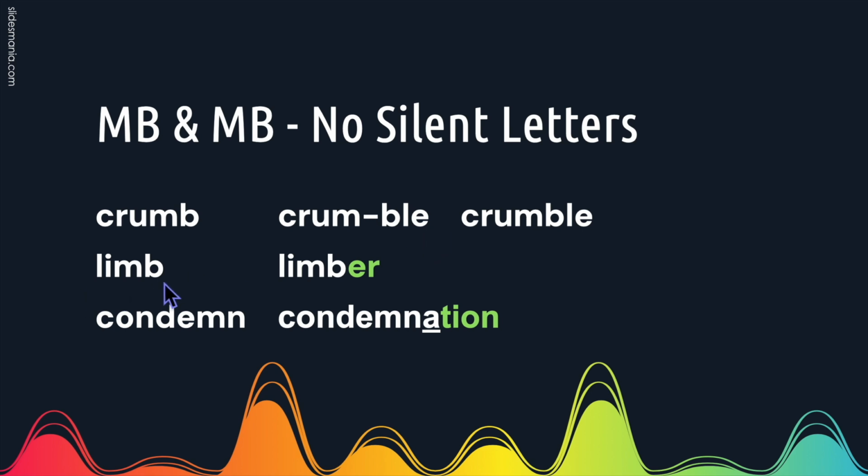Here we have limb with a silent B, but we add the suffix -er and it becomes limber. Here we have condemn with a silent N, but when we add the letter A and the suffix shun, it becomes condemnation, where the N sound is clearly heard.